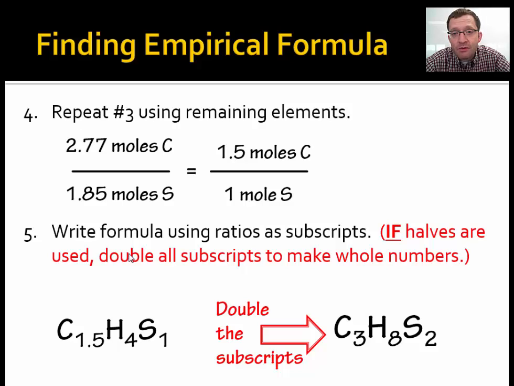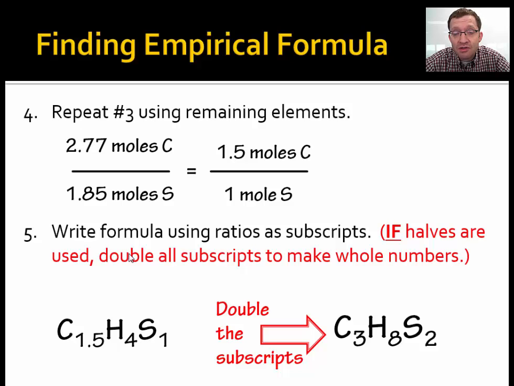1.5 becomes 3, 4 becomes 8, 1 becomes 2. And instead of 1.5 to 4 to 1, I've got the same thing, but twice as big, 3 to 8 to 2, C3H8S2. And that would be the formula for my compound that had the original percent composition data that started this problem out. So it becomes a problem that's a lot like hydrates.